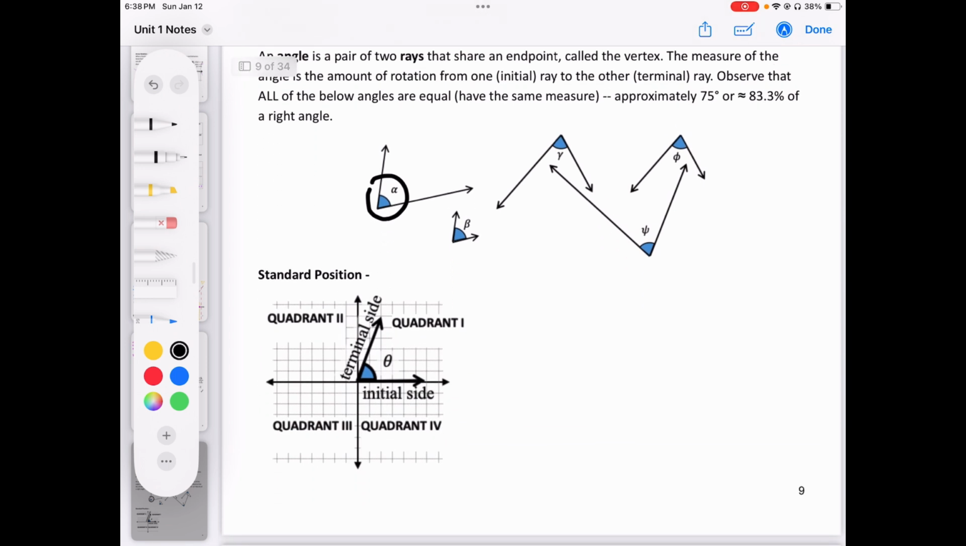When we talk about standard position, we are starting here on the x-axis and moving in a counterclockwise rotation, and the terminal side is the other side of the angle, or the other ray that creates that angle. Notice we have those quadrants labeled. This is how we label our sections of the graph. We start on the top right and then move counterclockwise. We have quadrants 1, 2, 3, and 4.